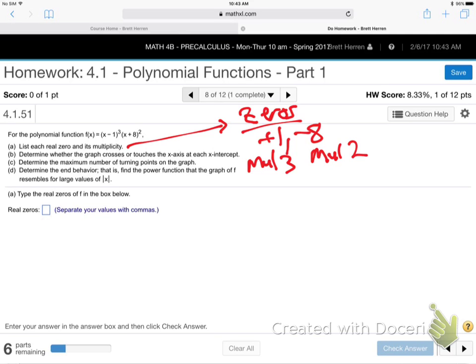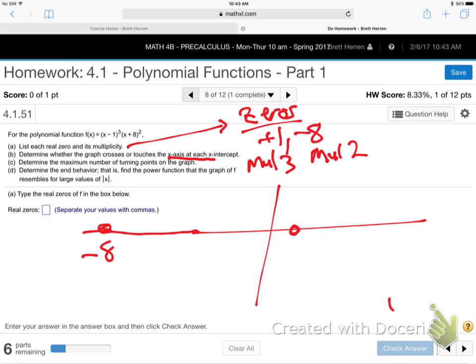And then determine whether the graph crosses or touches the x-axis. So at plus 1 and at minus 8. At plus 1, is it going to cross or touch? Is it going to pass through, or is it going to bounce? It's going to pass through, or cross the x-axis, right?